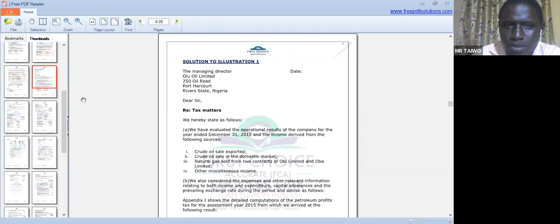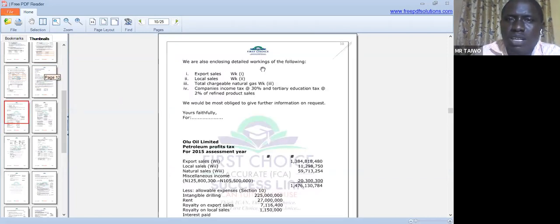Now go and put it in a Word document, in an advice form. Can you now see the advice? You say, we hereby state as follows. We have evaluated the operational results of the company for the year ended 31st December 2015 and the income derived from the following sources: crude oil sales, and we also consider the expenses and so forth. You also enclose detailed workings, in export sales, local sales, total distribution, and we will be most obliged to give further information.